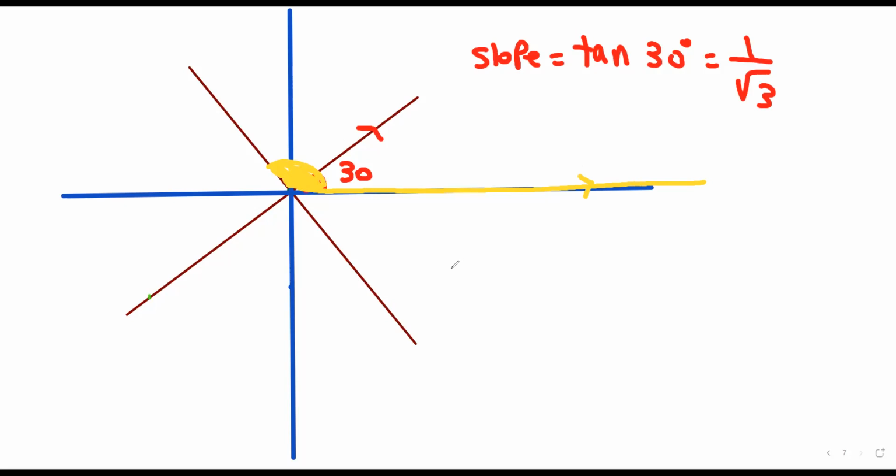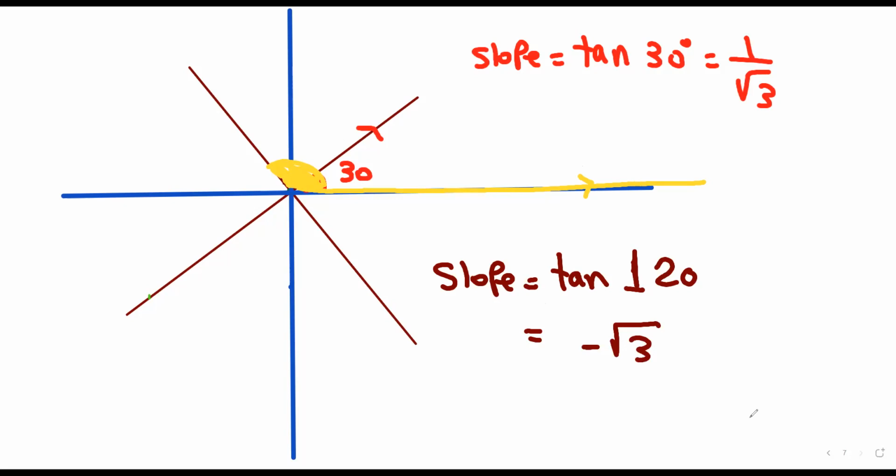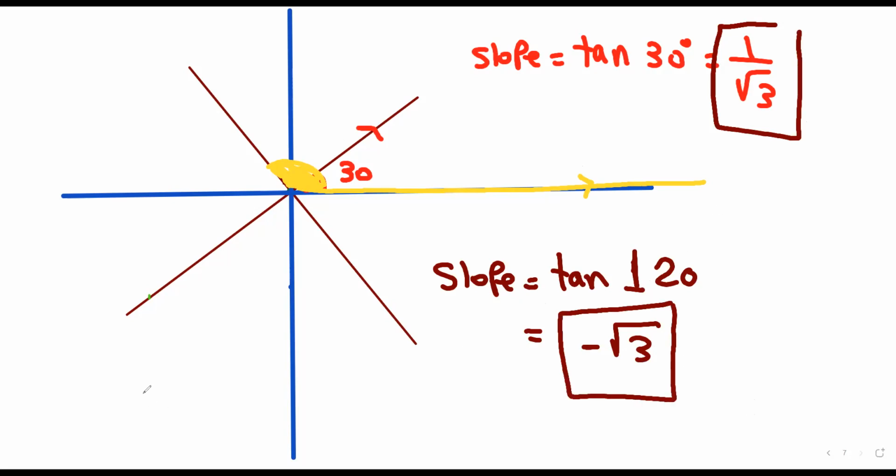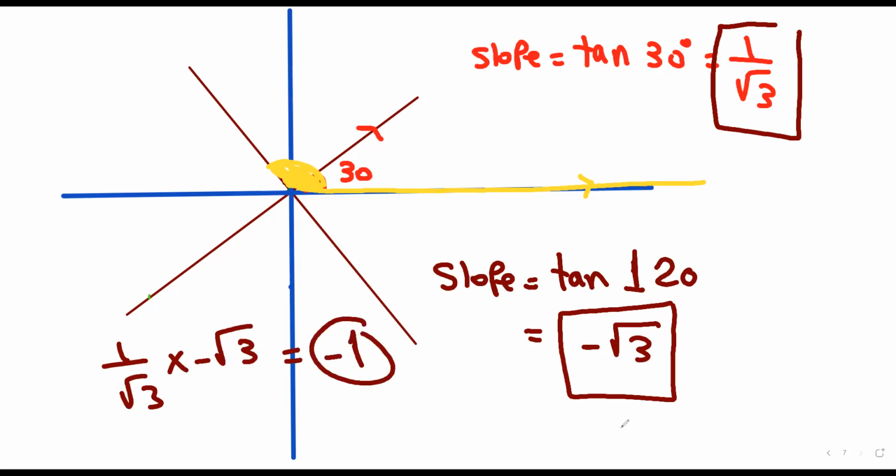So the slope of the second line is going to be equal to tan 120. Tan 120 you will find is negative root 3. So for these two lines, you will find that this slope and this slope are not the same. But if you multiply 1 over root 3 by negative root 3, you will get a negative 1. So if the two lines are perpendicular, that is very important information.